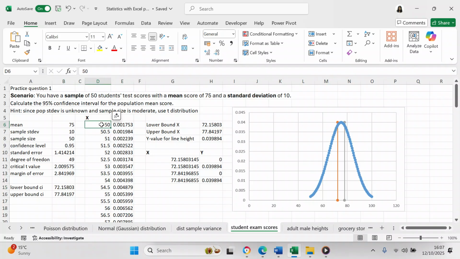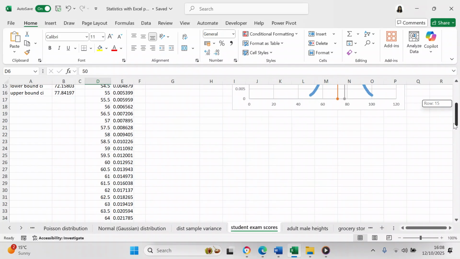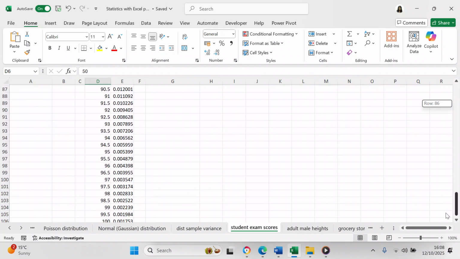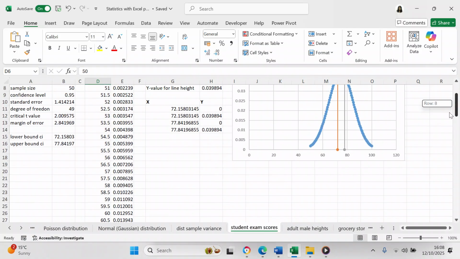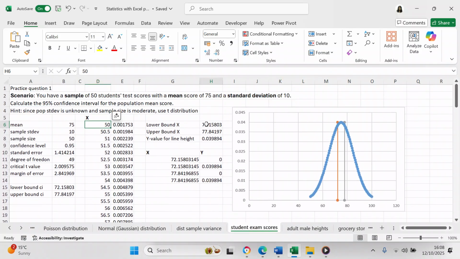And then what we've done is we have created a distribution so you can see the confidence interval on a normal distribution. The reason we do it on a normal distribution is because a normal distribution is very similar to a t-distribution, and it's just not really feasible to get this graph to work on a t-distribution. So our x values go from 50 to 100 in half-point intervals. We've got our lower bound 72.158 and our upper bound 77.84.